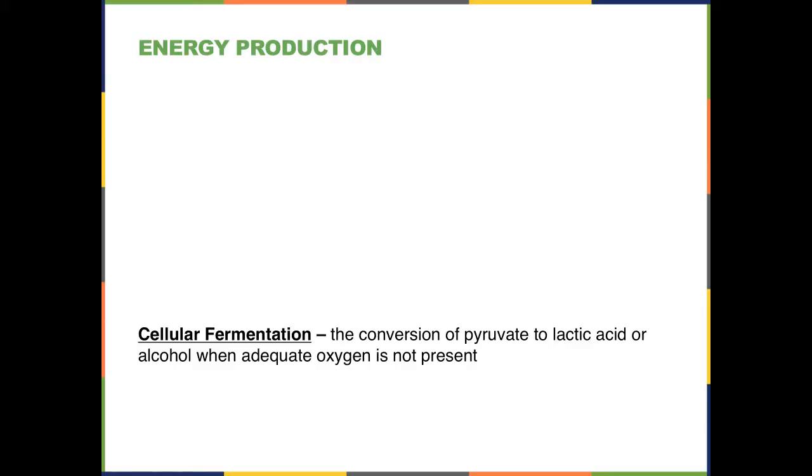Cellular fermentation is the conversion of pyruvate molecules to either lactic acid or alcohol. And this depends on the system that you're in. In yeast systems, for example, the conversion is from glucose to pyruvate to alcohol. In human muscle, the conversion is from glucose to pyruvate to lactic acid. And both of these occur in an environment in which there's not enough oxygen for a normal process to occur.